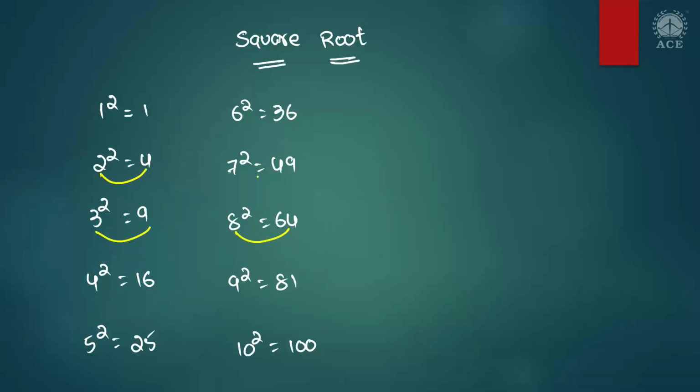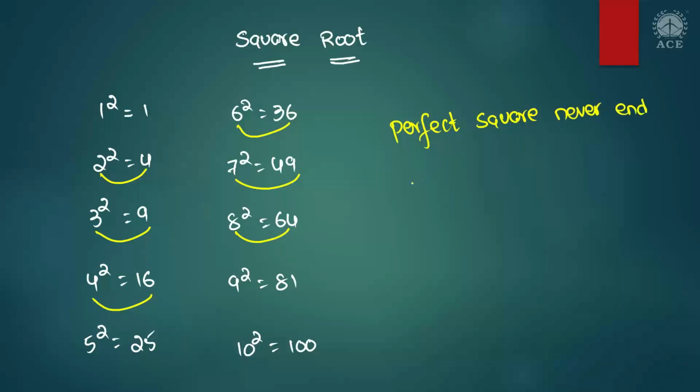3 square ends with 9, and 7 square ends with 9. 4 square ends with 6, and 6 square also ends with 6. One point to keep in mind: a perfect square never ends with 2. We don't get 2.